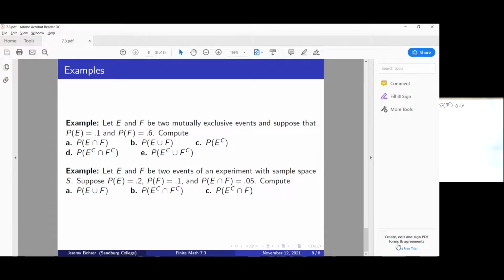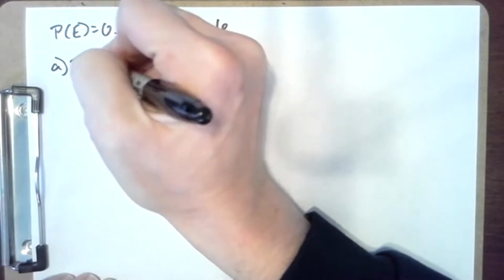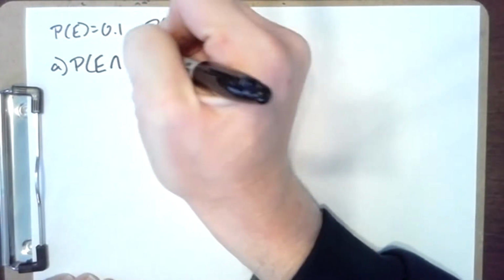So, first things first. We've got our probabilities here. Probability of E is 0.1, and the probability of F is 0.6. So the probability of the intersection, the probability of E and F, is 0. They're mutually exclusive, so they have no intersection. Therefore, the probability here is 0.